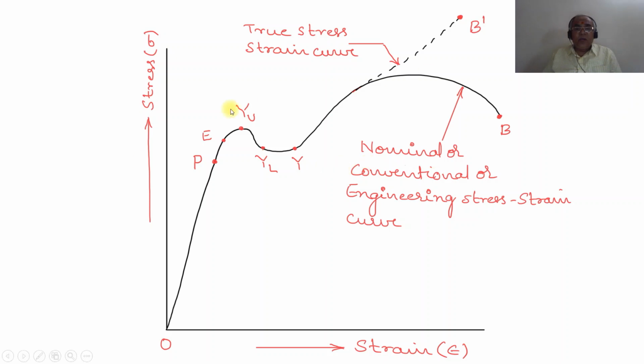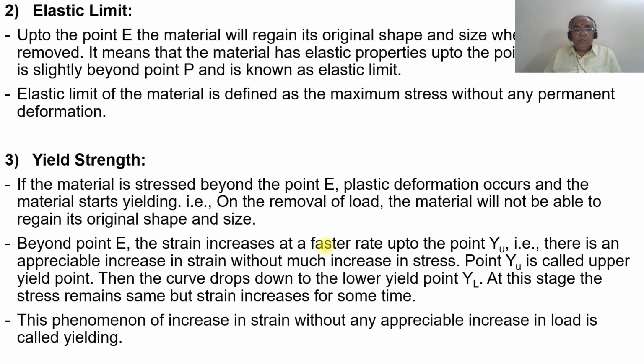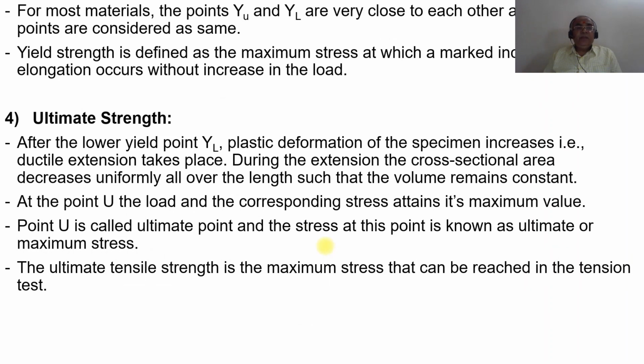So that means YL is equal to YU. You can see both these two points are on the same line. Naturally there is not much appreciable increase in stress, but instead an appreciable increase in strain. This phenomenon of increase in strain without any appreciable increase in stress, or in load, is known as yielding.